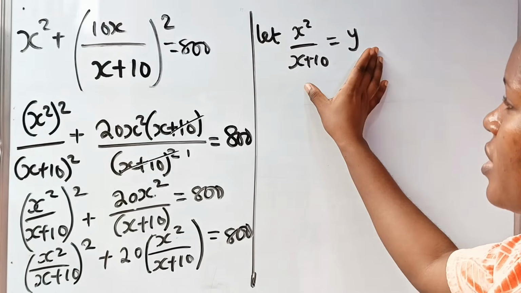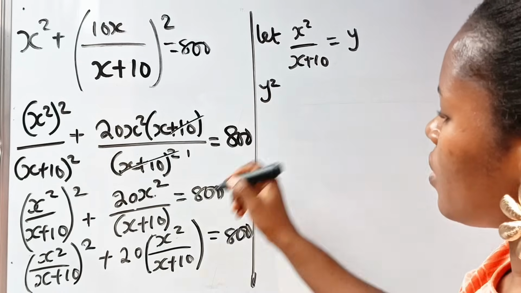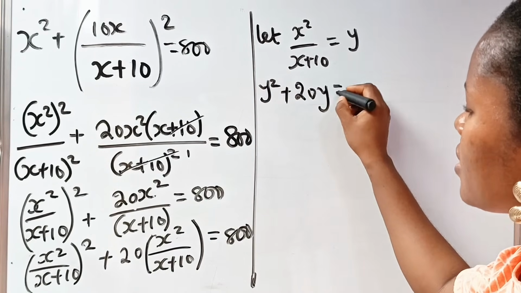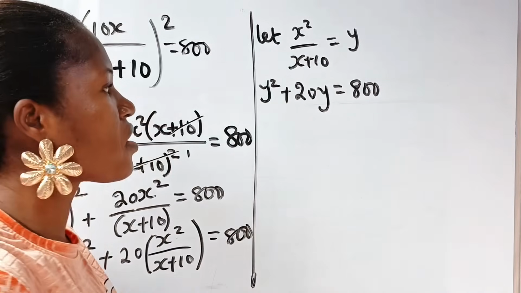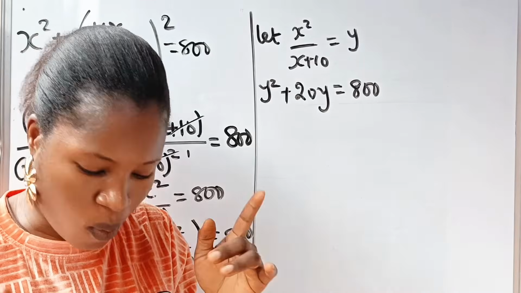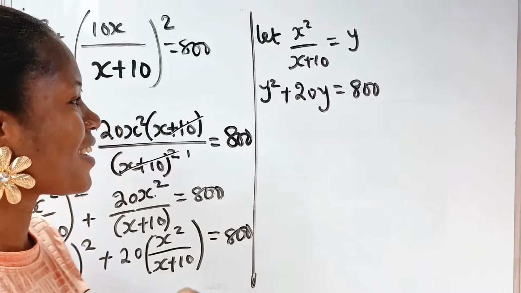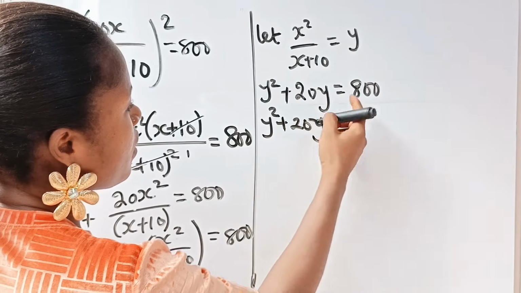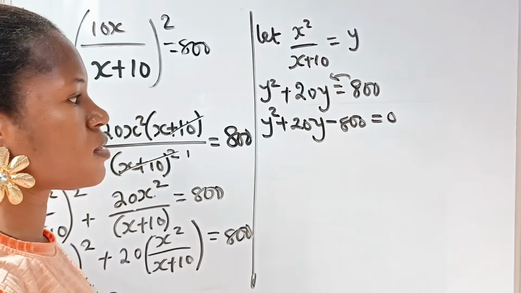So this is very important. If we say that, that means this becomes y squared plus 20y is equal to what? 800. All right. Now don't say, oh, we are just going to get a quadratic, we are just going to solve this as a quadratic equation and we'll get our y. Stay to the end and see. I know why I'm telling you to watch to the end. So here we have y squared plus 20y, this will become minus 800 is equal to 0.